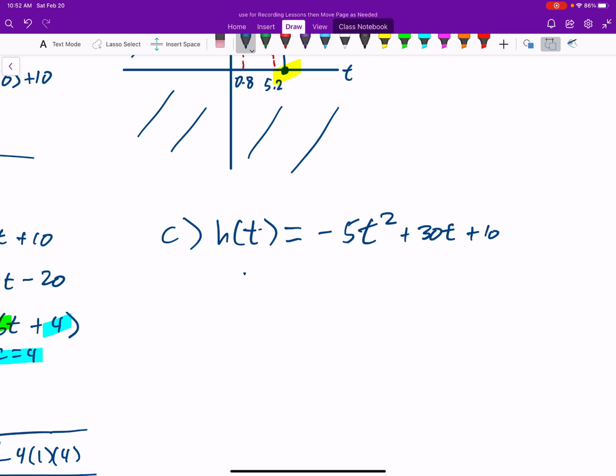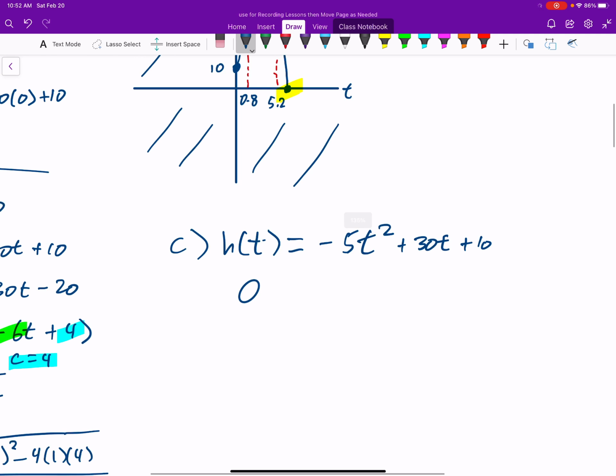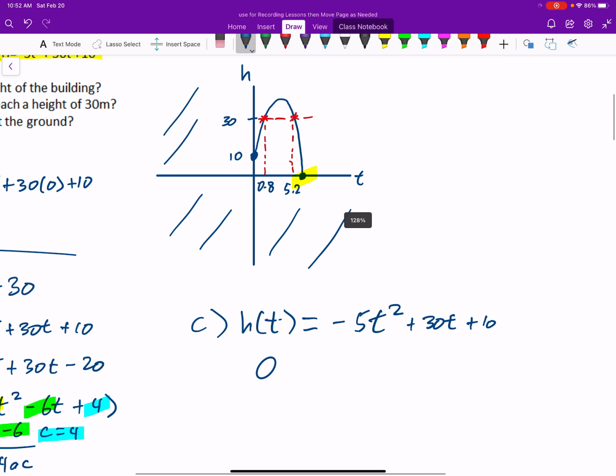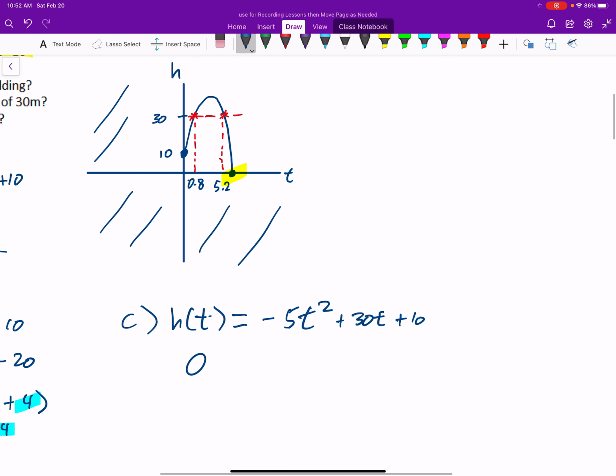And then set 0 in for h of t because the height would be 0, right? When it hits the ground, h of t equals 0. So again, just substitute 0 in, and then I need to solve this equation. Again, I'll start out by common factoring if possible, and I can. I can take out negative 5, and I got negative 6t again, and I've got negative 2.